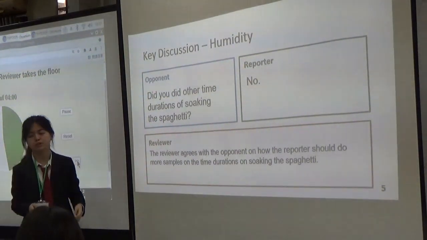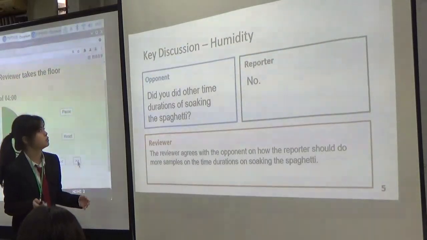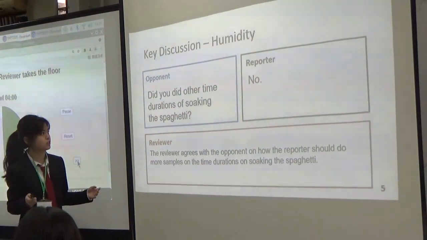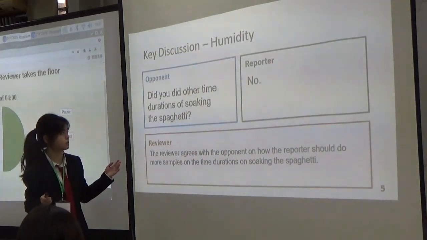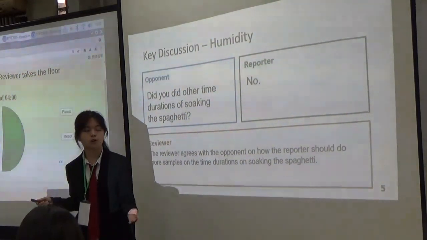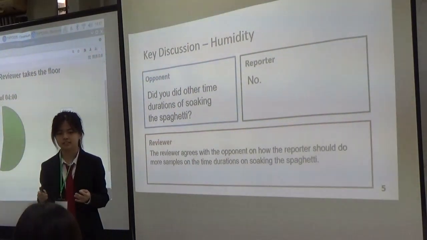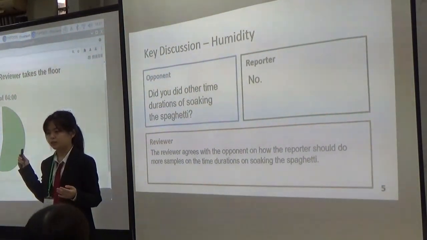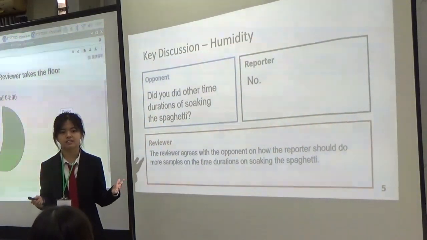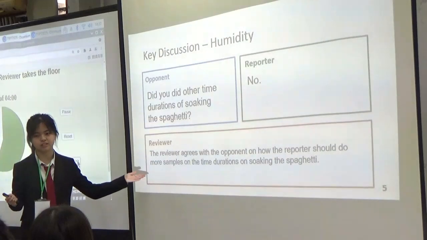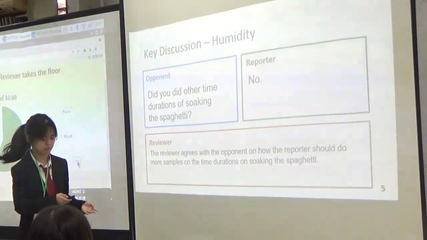And these are the quick questions about their discussion. So the opponent asked, did they try other time durations of soaking the spaghetti? And the reporter said no. But the reviewer agrees with the opponent that we suggest the reporter to do more experiments to analyze, so we can know if the effect of this humidity is linear or not.